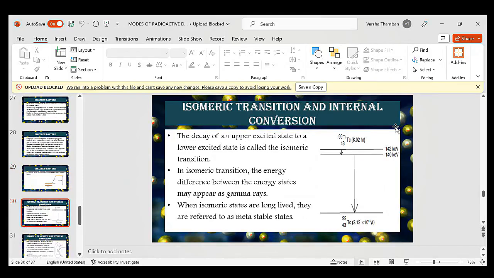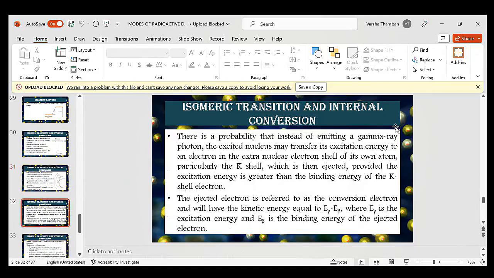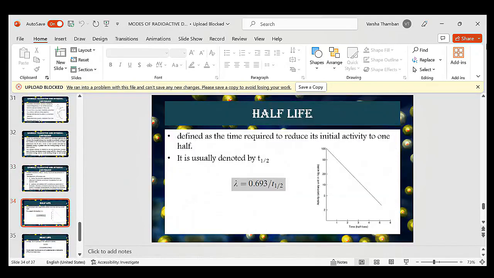And we have isomeric transition, the conversion of the metastable state to a stable one, and internal conversion. The nucleus will transfer energy to an orbital electron, and the electron will leave the shell, which is called a conversion electron, and the outer shell will fill the inner shell, which produces X-rays. I hope our radioactive decay is clear for you. So next we'll go to the production of radionuclides.